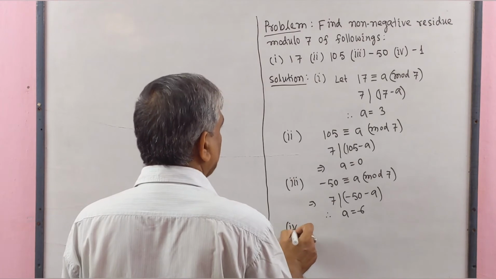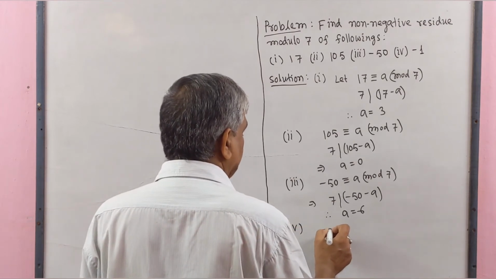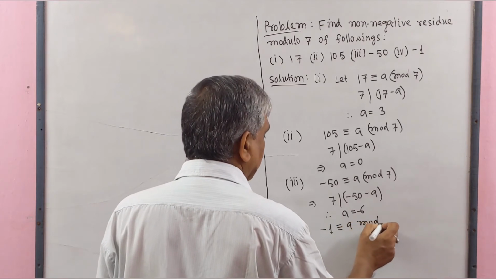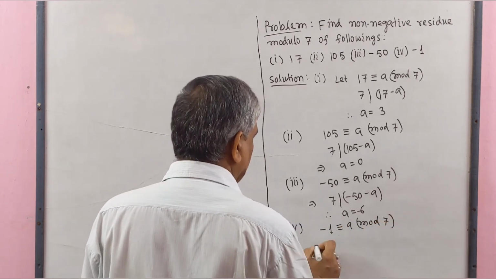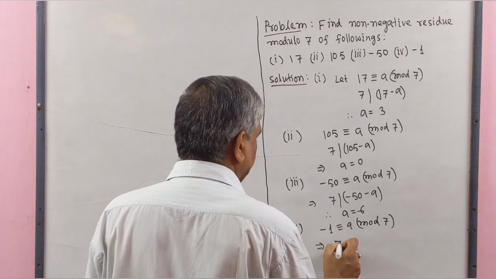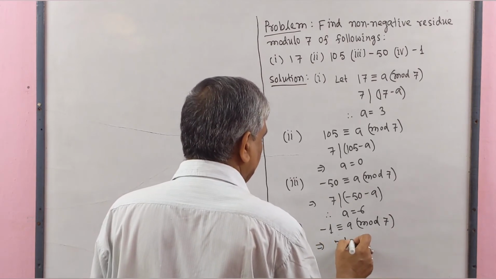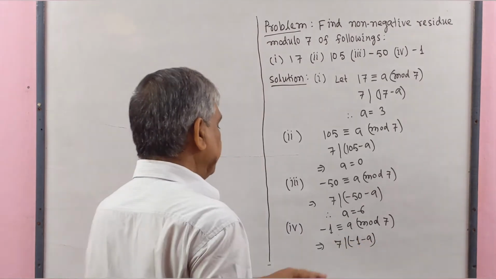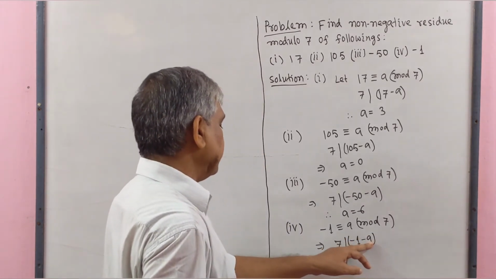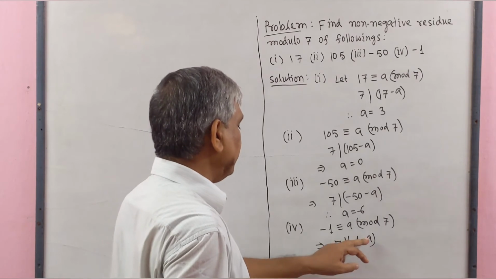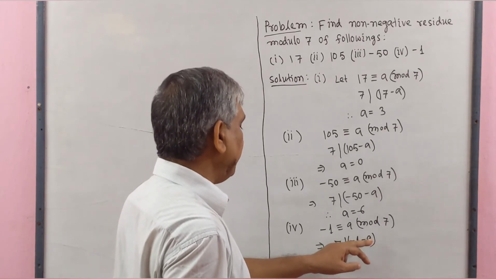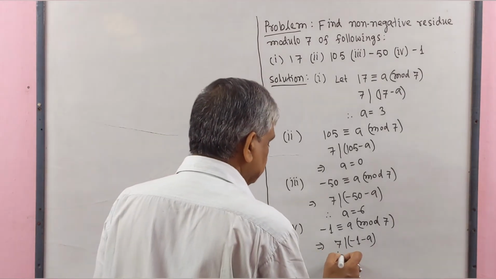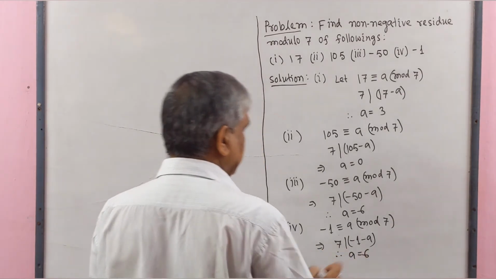Number 4, minus 1 congruent A modulo 7 implies that 7 divides minus 1 minus A. If we take A equal to 6, then it becomes minus 1 minus 6, that is minus 7, and minus 7 is divisible by 7. Therefore A equals 6.